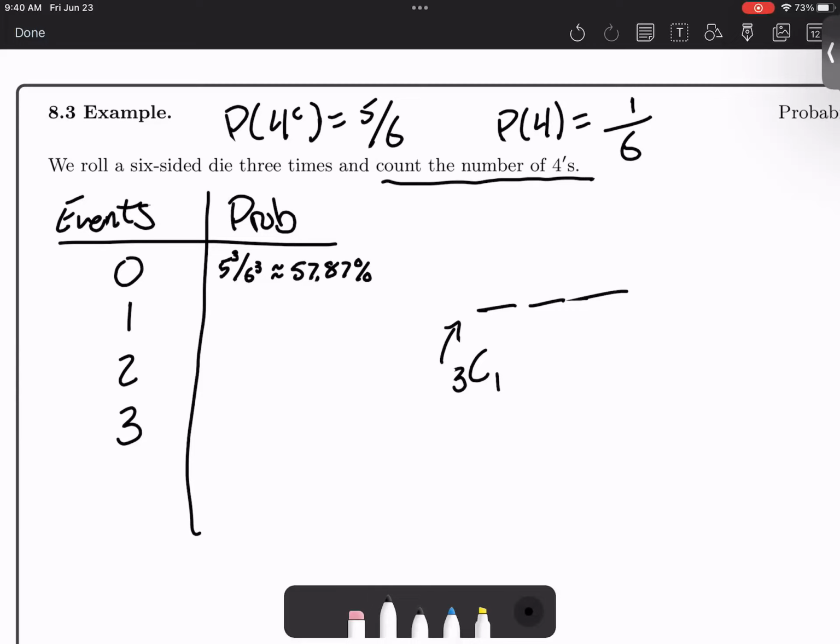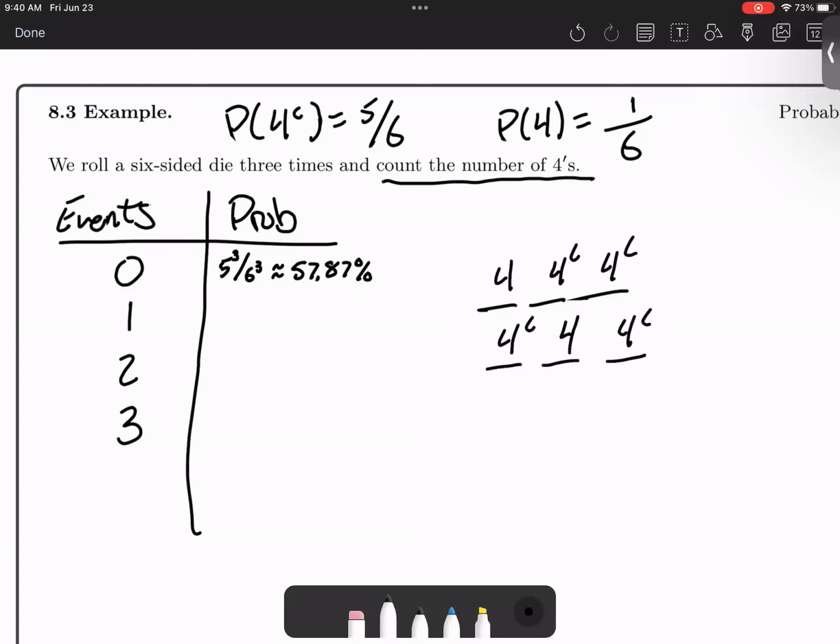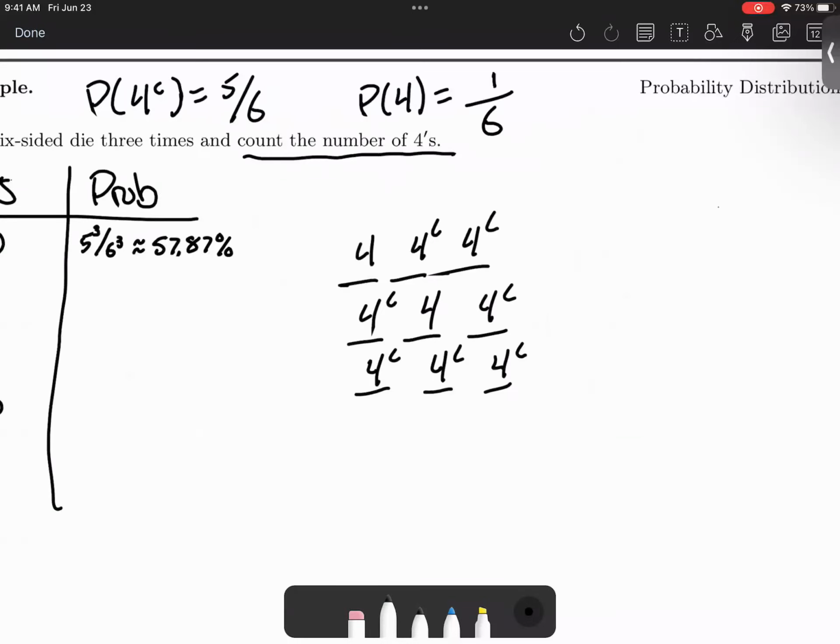In fact, let's go ahead and list out the events. One of them will be a 4, and then not a 4, and then not a 4. Another one will be not a 4, and then the 4 is your second roll. And then finally, the other way to get 1 4 is to roll it at the very end. But all of these have the same probabilities.